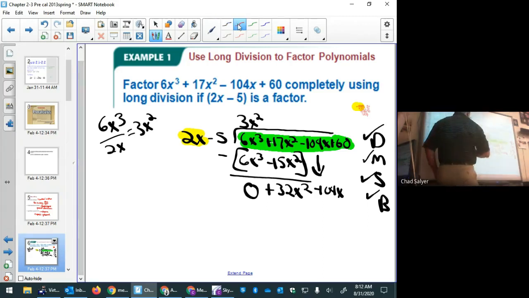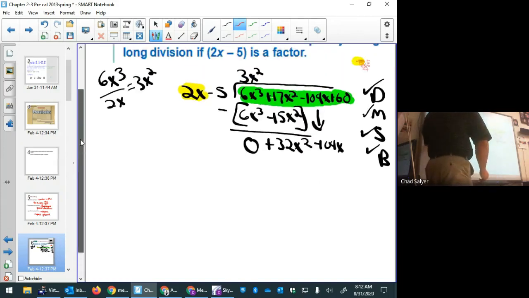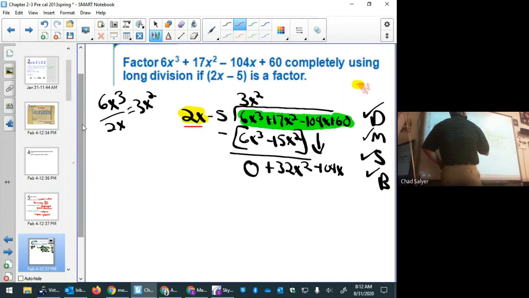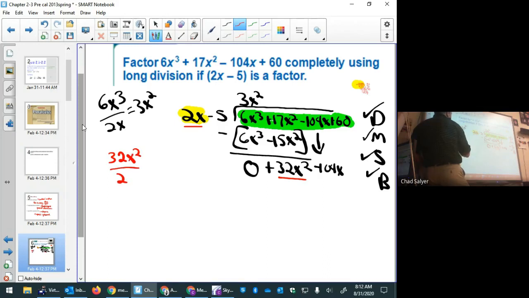And we'll do that over and over again until we get to the point where we can no longer divide. So going again here, divide. This time we're going to take 2x and divide it into 32x squared, so whatever the next greatest term is. So 2x will go into 32x squared 16x times.